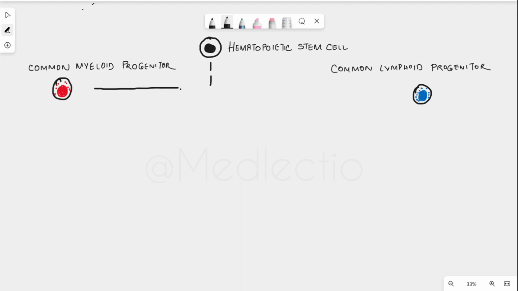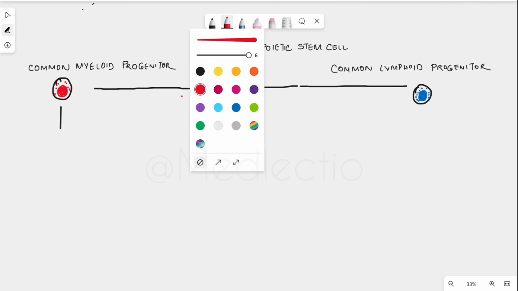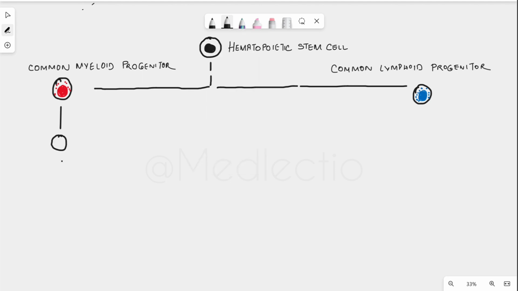Then let's divide further. So from the common myeloid progenitor you get the maximum types of cells in the body. So you can see here the red one, you can suspect it as RBC, right? So the first one is proerythroblast, then reticulocytes, and then RBC. So this is how RBC forms.